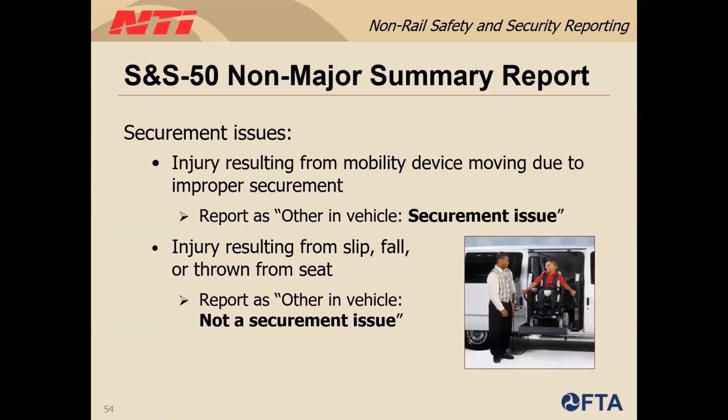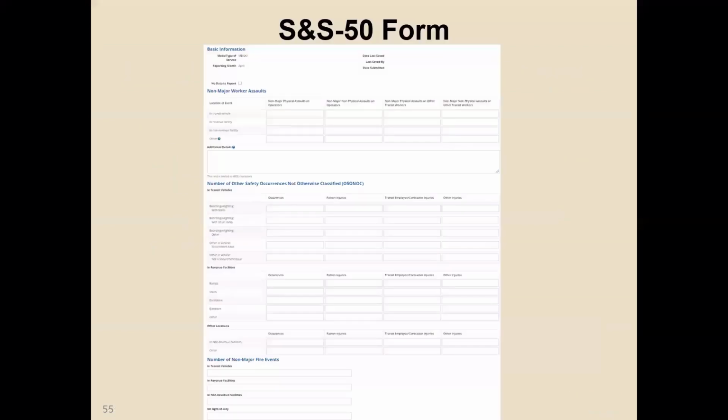2 of the categories for injuries on the SNS 50 form relate to securement issues. Securement issues are those related to an injury resulting from improper securement of a mobility device, such as a wheelchair or a scooter. So these are reported as other in-vehicle securement issue. The other category is for other in-vehicle, not a securement issue. These are slips, trips, falls while on a vehicle, or for being thrown from a seat during a vehicle maneuver.